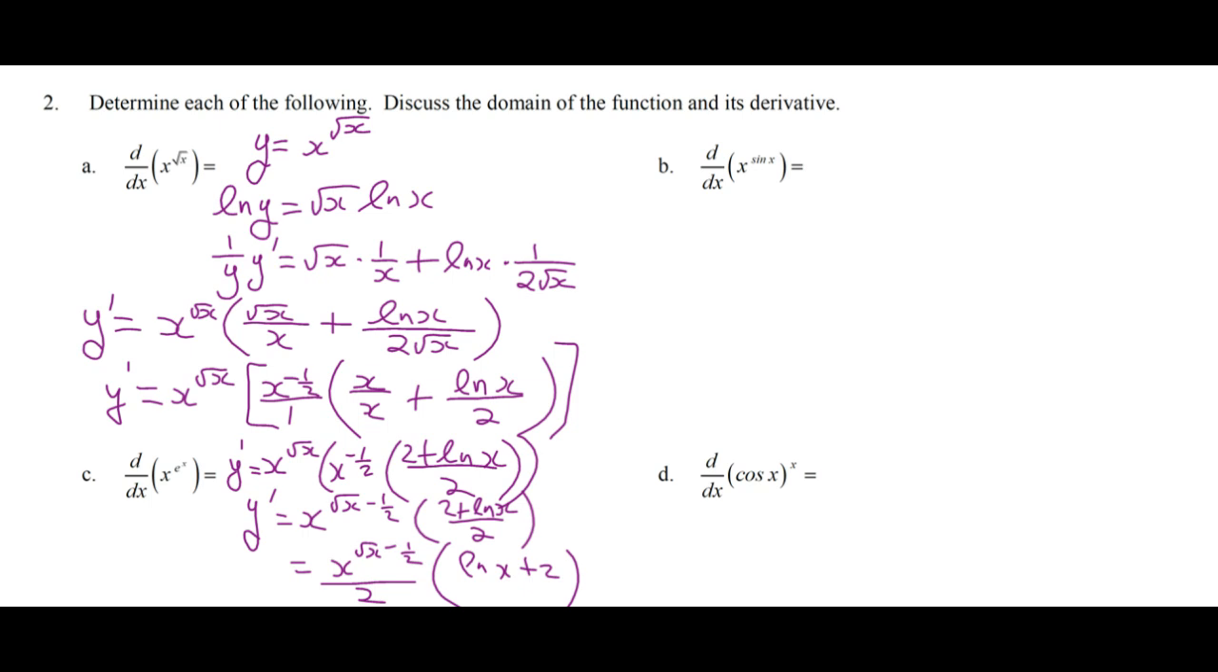Discuss each one. Discuss the domain of the function. So what's the domain of x to the power of root x? We've got a square root, so it's got to be greater than or equal to 0, right? We can do square root of 0. So for the function itself, greater than or equal, so 0 is included, and the derivative, almost, but it's not a square bracket. We can't include 0, right? Because you can't do the ln of 0.